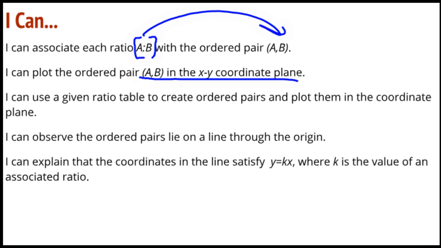use a given ratio table to create ordered pairs and plot them in the coordinate plane, observe the ordered pairs lie on a line through the origin. So this is looking at, it starts at 0, 0, and the line goes from there, and explain that the coordinates in the line satisfy y equals kx. k is the value of the ratio, so our constant.